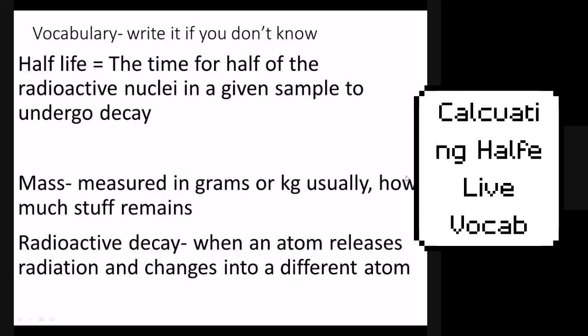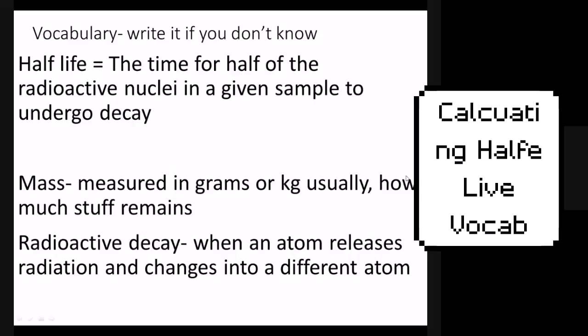About these vocabulary terms. So half-life: the time it takes for half of the radioactive nuclei in a given sample to undergo decay. So it doesn't matter whether you have 10, 20, or 100. In one half-life, half of it will go away. Divide by 2. Mass, measured in grams or kilograms usually when we're talking about half-life. How much stuff remains, specifically usually how much radioactive parent atom remains.